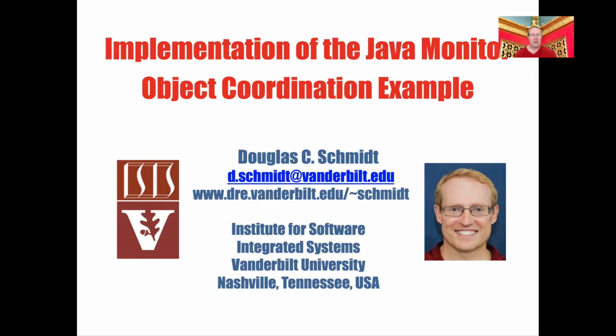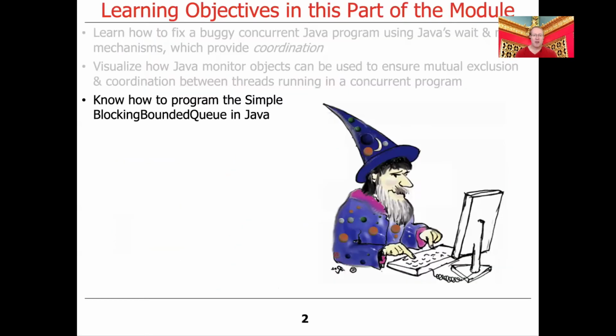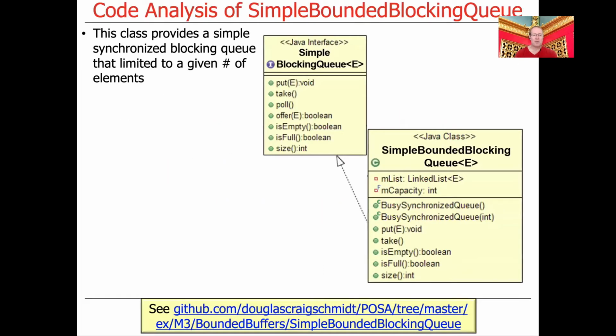We're now going to take a look at the implementation of the Java monitor object coordination example. And this will be demonstrated again in the context of the simple blocking bounded queue program that's available in my GitHub repository. So this particular class, the simple bounded blocking queue class, provides a very simple synchronized blocking queue that's limited to a given number of elements. So you can only have up to n of them, where that's a capacity that's set in the constructor.